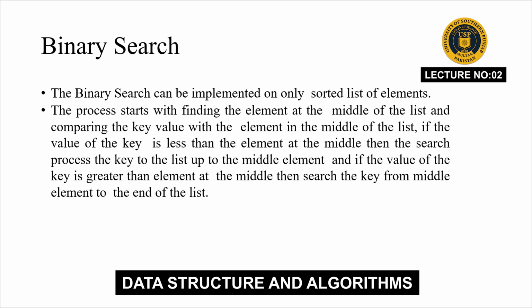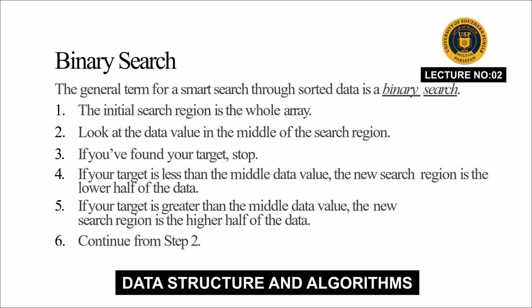Binary search works only on sorted data. We repeatedly check the middle element of the array and decide whether to go left or right based on comparisons. Here is the simple explanation of how binary search works.